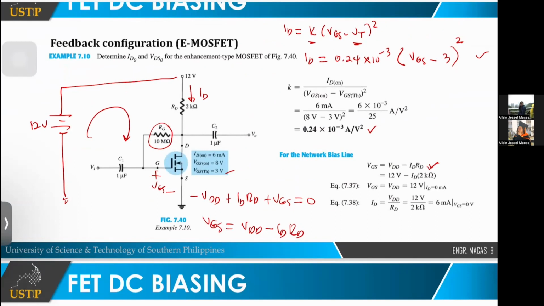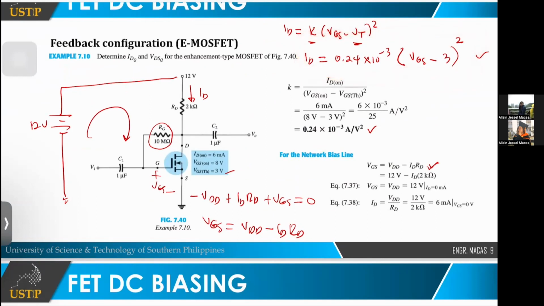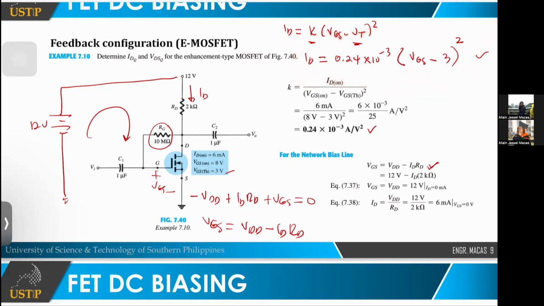What you will do is get ID from this equation. Okay? ID. Now that is an equation with two unknowns, ID and VGS. We cannot solve two unknowns with only one equation. We need the same number of unknowns and equations. Since we have two unknowns, ID and VGS, we need two equations as well. We have this one equation, we just need another equation with the unknowns ID and VGS. Actually, we have that equation, which is this one.